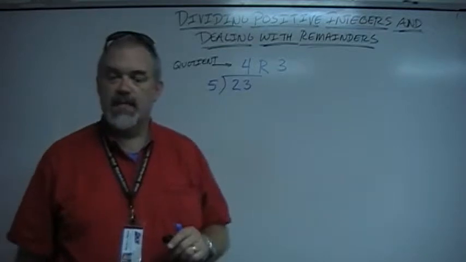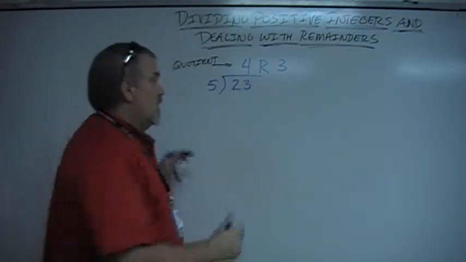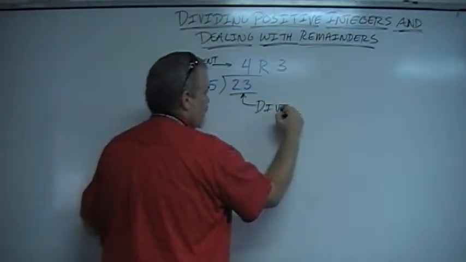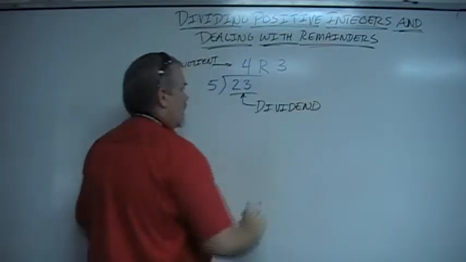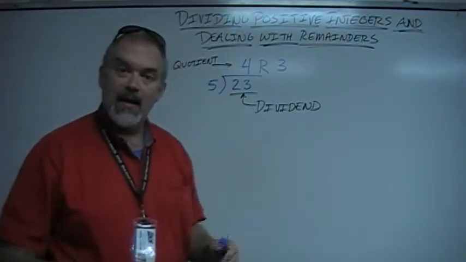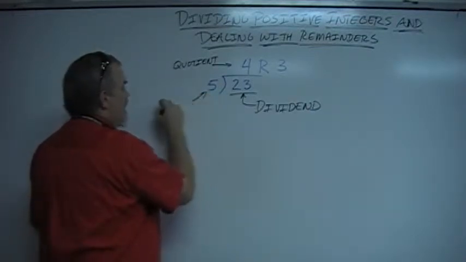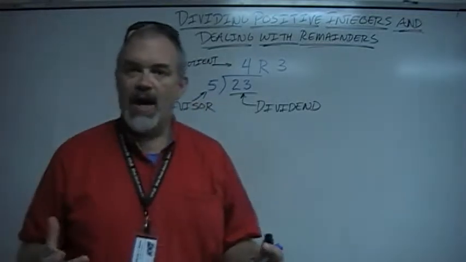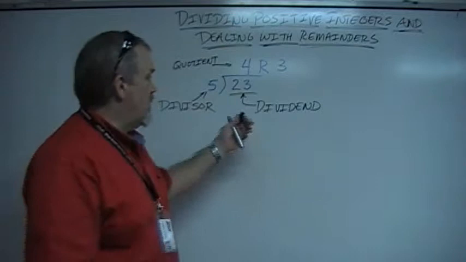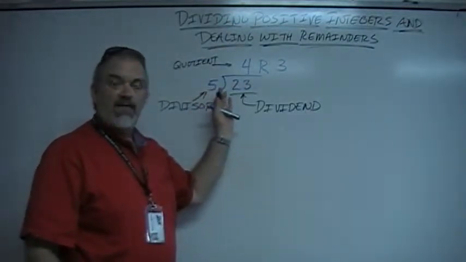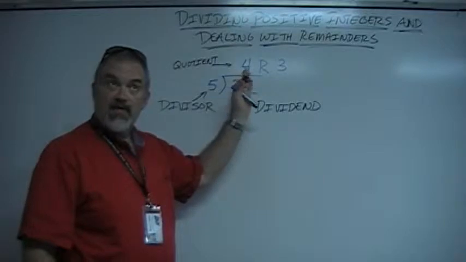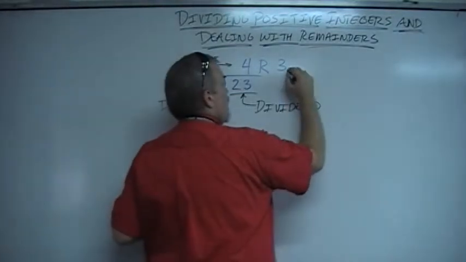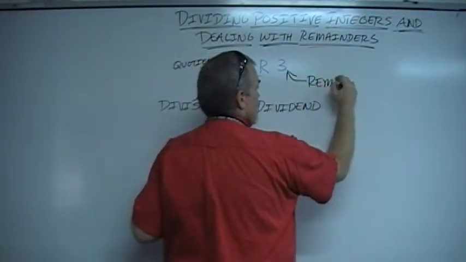Q-U-O-T-I-E-N-T, the quotient. The number that we start with, the number that we are dividing into, is called the dividend. The number that we're dividing by is called the divisor. And we quite often have something left over. For example, in this problem, 23 divided by 5, 5 goes into 23 4 times. 5 times 4 is 20, so there's something left over. There's 3 left over, and we call that number the remainder.